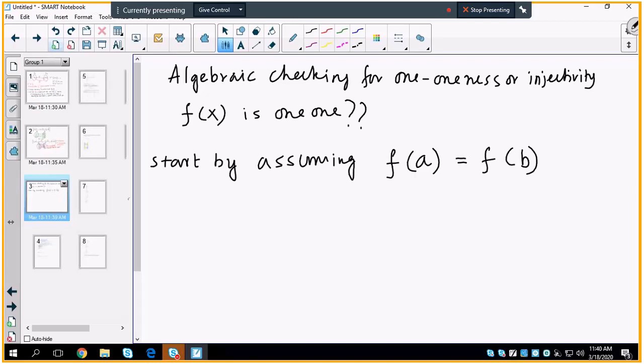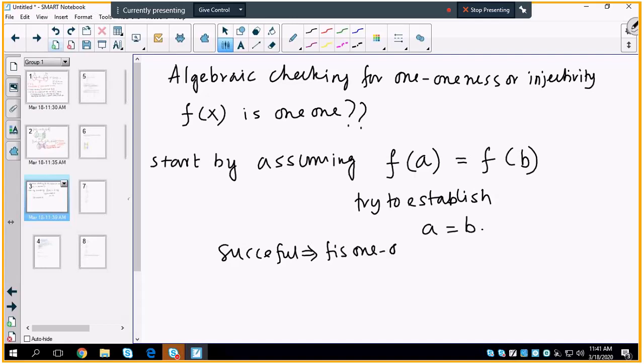Then try to establish A equal to B by doing your mathematical manipulation. If you are successful in doing so, f is 1-to-1 or injective. And I will show you real examples, and this process will make way better sense for us.